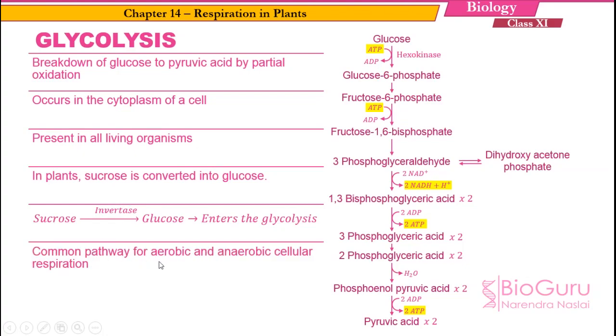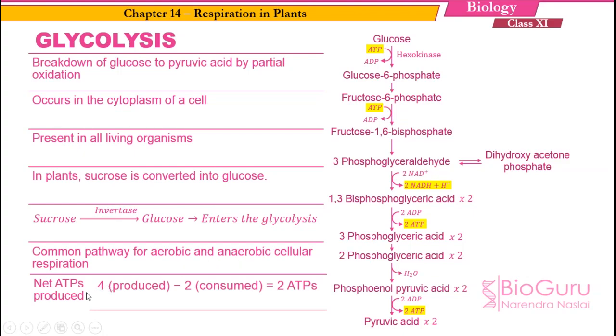Now it is a common pathway for aerobic and anaerobic cellular respiration. There are two types of respiration, that is aerobic and anaerobic respiration. So this particular reaction, glycolysis, is said to be the common pathway for aerobic and anaerobic cellular respiration. Now, if you count the net ATP produced, there will be two ATPs generated.